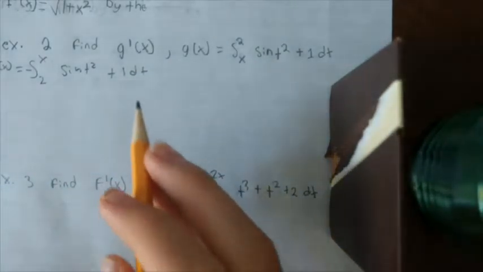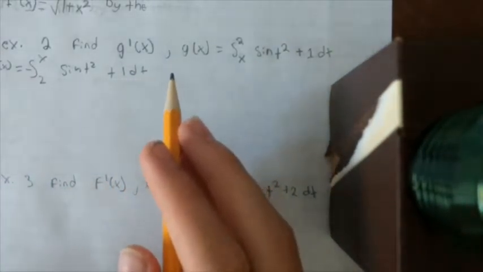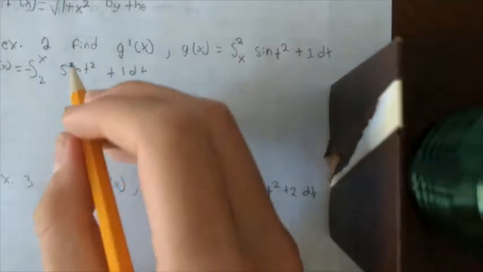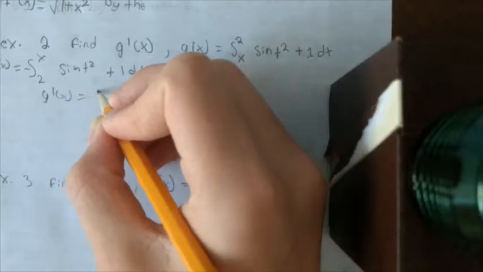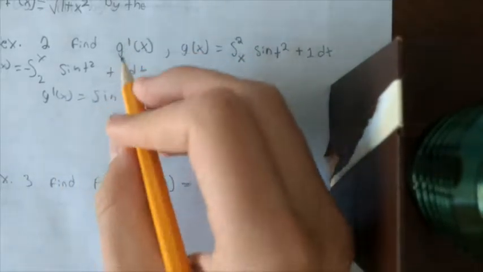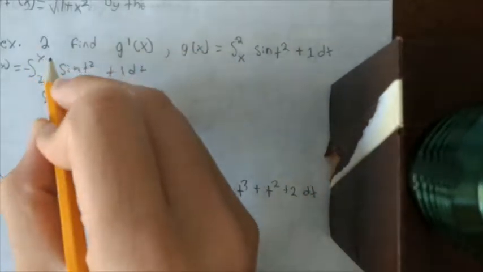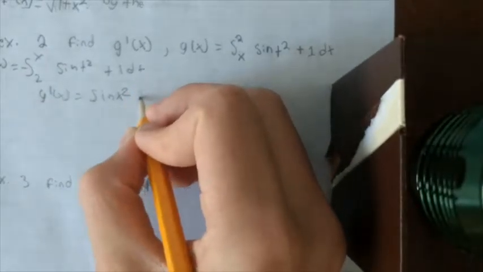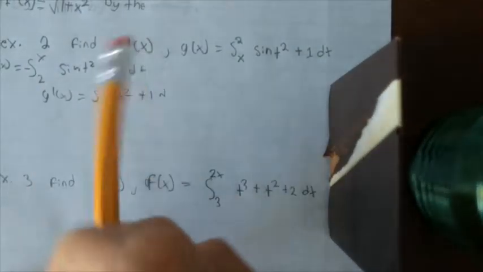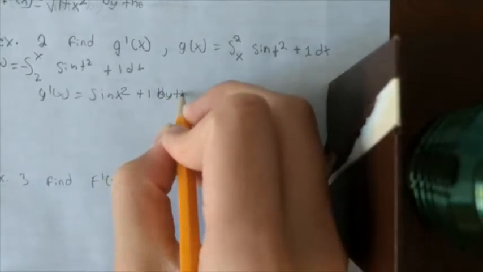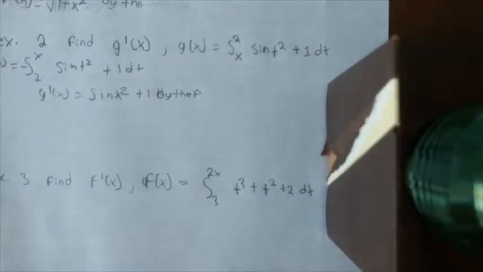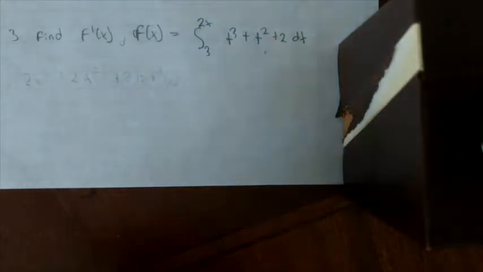And then, now that we have this, we can simply use the steps learned in the first example. So we can simply write g prime of x is equal to negative sine of x over x squared plus 1, because we replace the t with the x's, by the fundamental theorem of calculus. The next example is more complicated and requires slightly more steps.